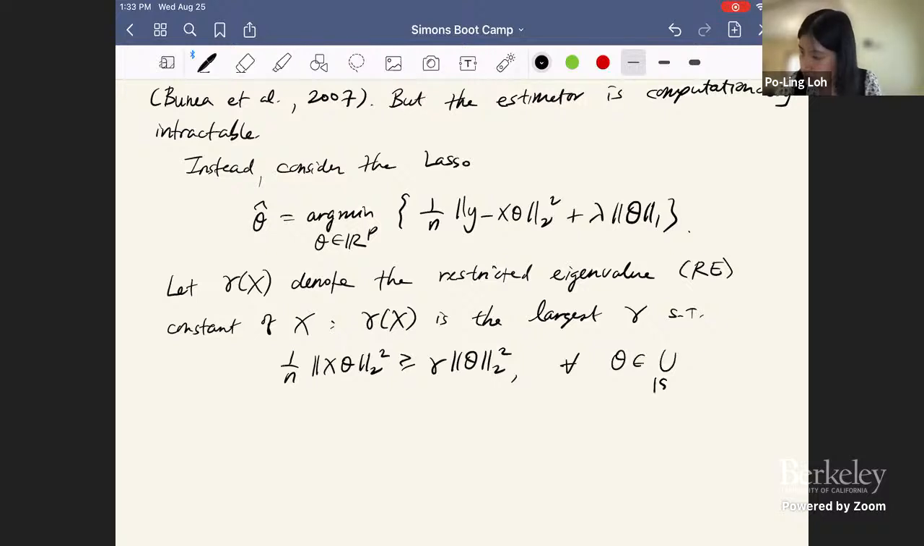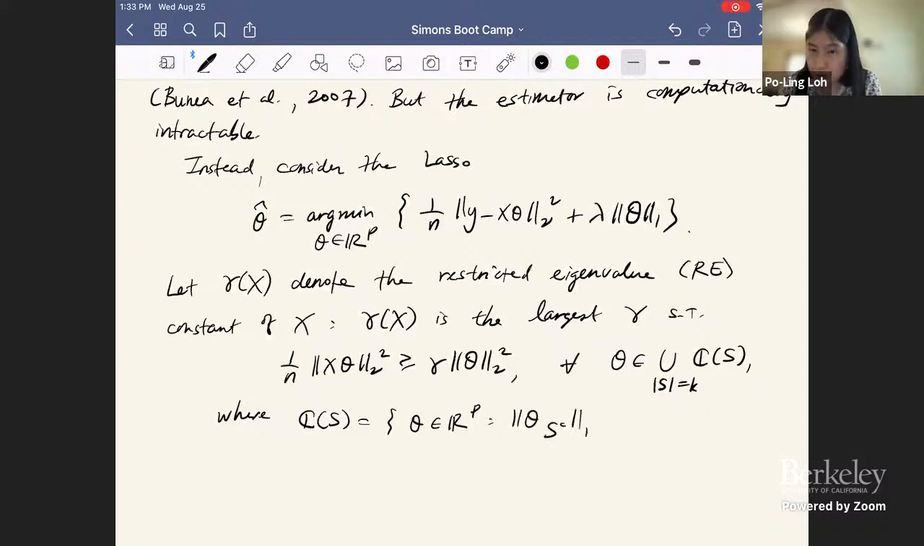And this set is the union over all subsets S of size k of this cone set C of S, where C of S is equal to theta in R^p such that the L1 norm of theta S complement, the elements that are not in S, is less than or equal to the L1 norm of theta S. Okay, so this is a bit of a mouthful, but this is the standard theory for those of you who work in high dimensional statistics.